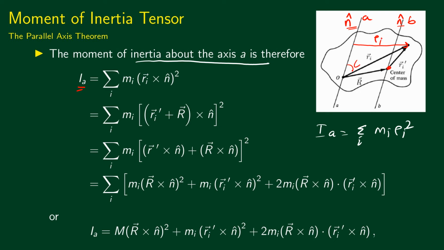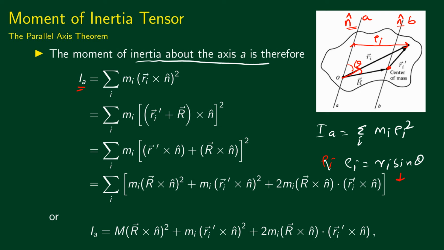Now, if this angle is theta, we see that rho I is equal to Ri sine theta. Now, we see that theta here is the angle between n hat, the direction n hat, and Ri vector.